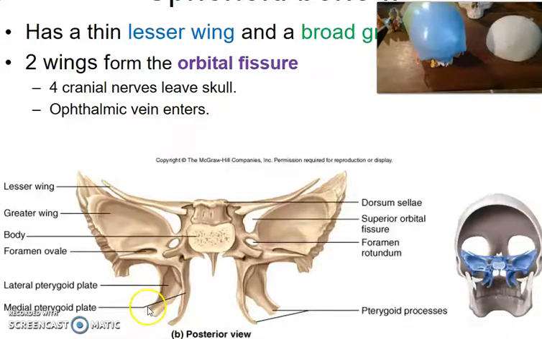Now, it has 3 holes, the 3 other holes. The foramen ovale is oval-shaped. The foramen rotundum is round. And then the foramen spinosum is this little pin-like one that is right there.